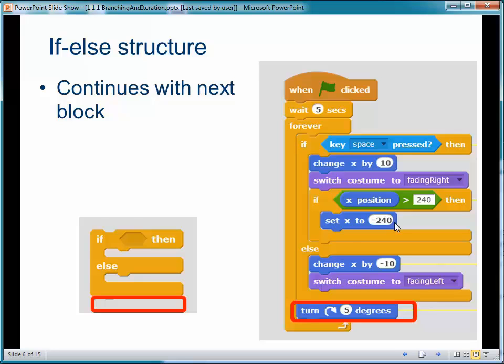Either way, this turn 5 degrees would occur, whether that conditional was true or false. That's why the face sprite spins, whether it was going to the left or the right. No matter whether the conditional is true or false, eventually execution will continue after the if-else structure. If the conditional is true, the if chunk executes, and then execution continues with this turn 5 degrees. If the conditional is false, then the else chunk executes, and then execution continues with this turn 5 degrees. Either way, the turn 5 degrees will occur after the if-else structure.